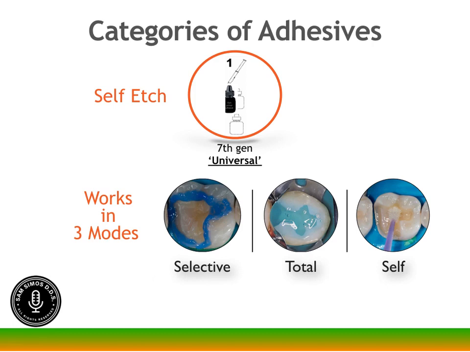And the consumer has to be aware, the dentist has to be aware of this, because not all universals are created equal. I'm going to be talking today about Prime and Bond Elect from Dentsply Sirona. Prime and Bond Elect is a seventh generation universal, which means it gives me total freedom clinically, given the clinical situation. Whether I have a little bit of enamel and a lot of dentin, or a lot of enamel and a little bit of dentin, I can use it in three different modes: a selective etch, a total etch, or self-etch. So this is a nice situation to have because I can have the freedom that I want clinically depending on the clinical situation.